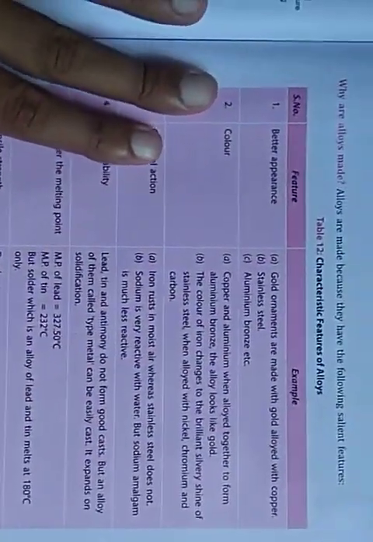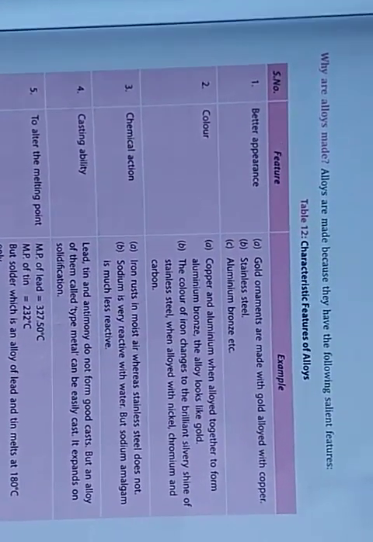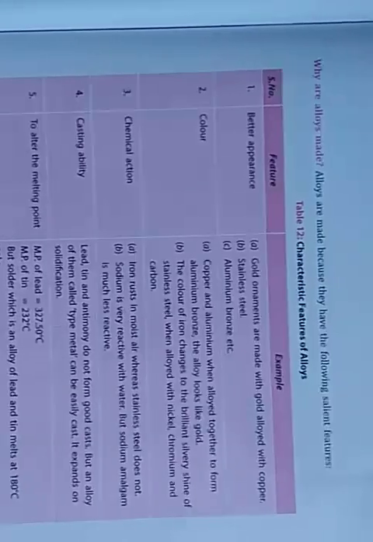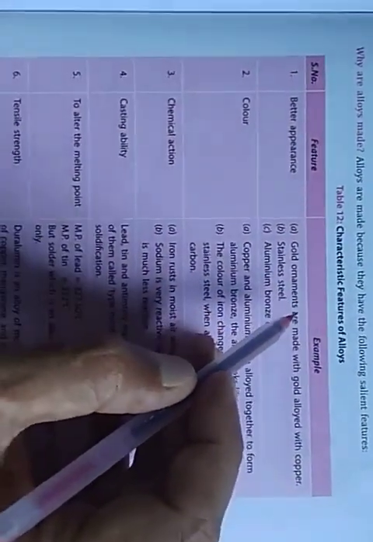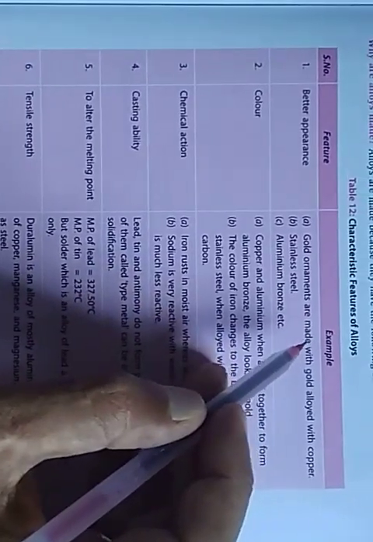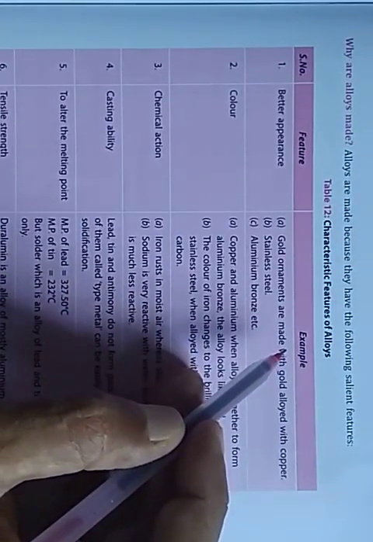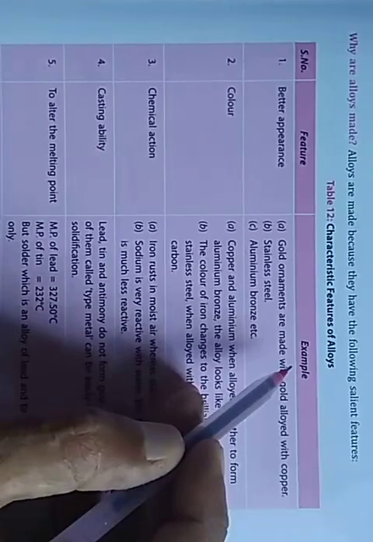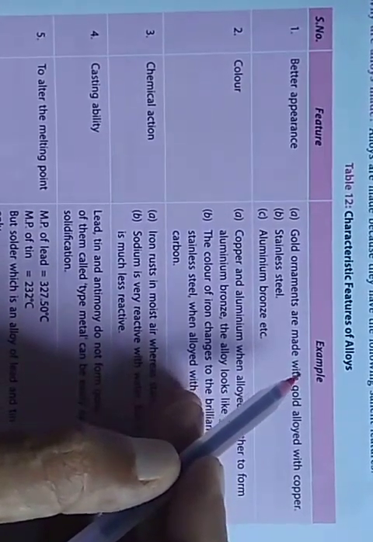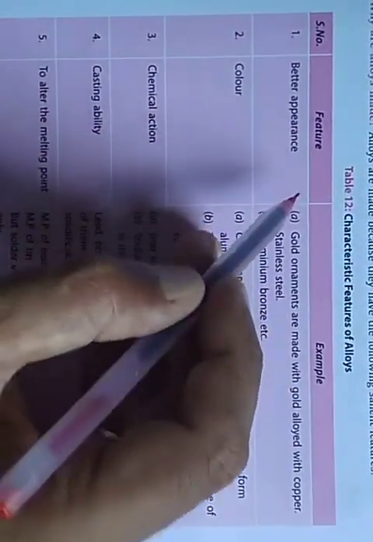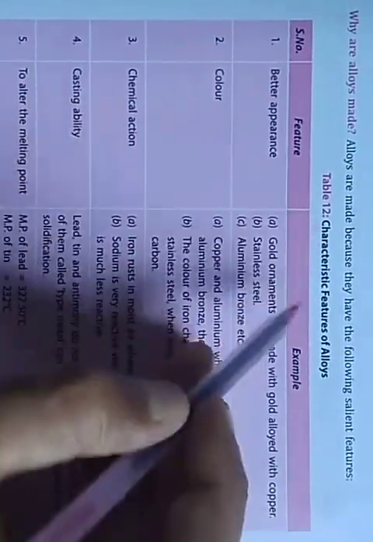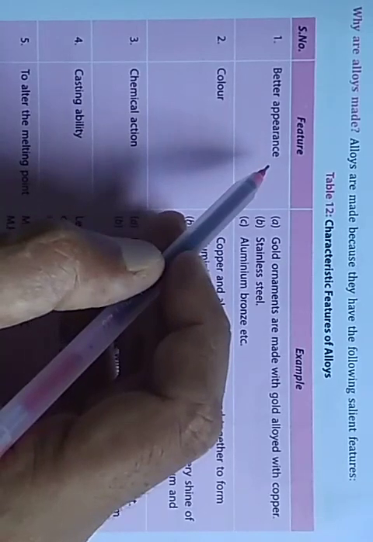Now let's come to the book, page number 153. The question here is: why are alloys made? Because alloys have many characteristic features. That's why alloys are made by human beings. Some features are in table number 12 on page number 153.